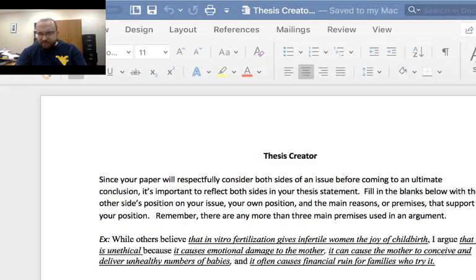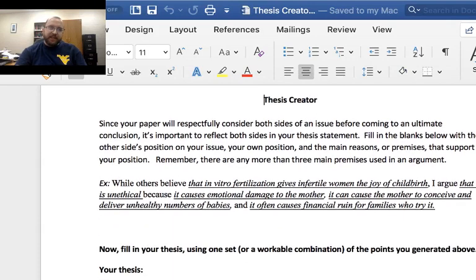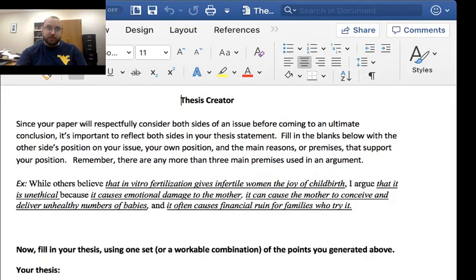So, one second. I have this thesis creator sheet. This is a basic, this is a 101 class, so we're still learning the basics. This is a basic sort of way to do a thesis. I can tell you for a fact that in my own writing, I've used this method before. And so simplicity is often a good thing. So a good thesis has 3 parts, okay?